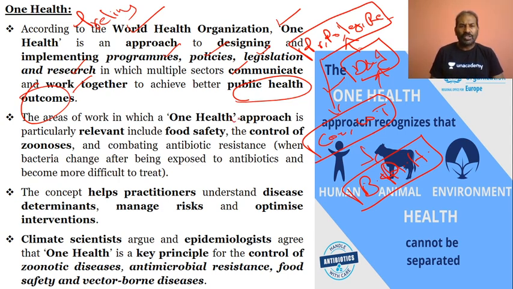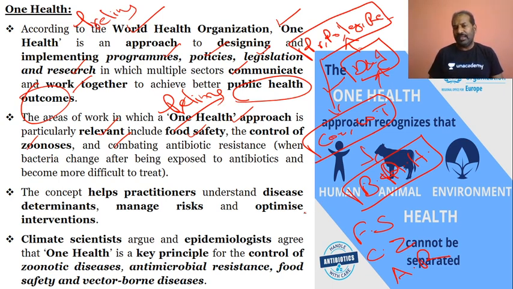And this One Health approach is relevant to food safety. Very important, again, for the prelims point of view. It is relevant to food safety, control of zoonosis and combating antibiotic resistance. So they focus on food safety, on controlling zoonosis, the diseases from animals, and on combating antibiotic resistance. These are the three areas where the One Health approach is relevant, and this concept helps practitioners, that is, those who are practicing, the research team and all, to understand the disease determinants, manage risk and optimize intervention.